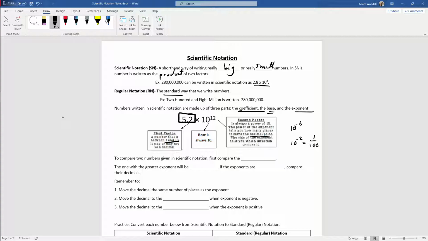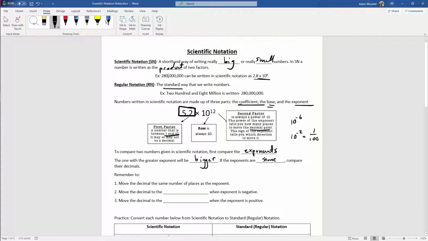So, to compare two numbers given in scientific notation, first you're going to look at the exponents. The one that has the greater exponent is going to be bigger. The bigger the exponent, the bigger the number. If the exponents are the same, then you compare the decimals in front. And we're going to get to some examples down below.